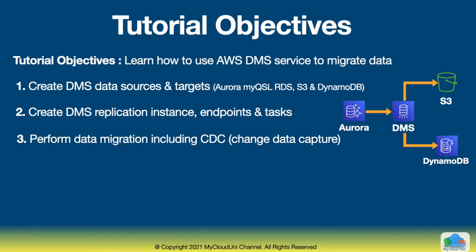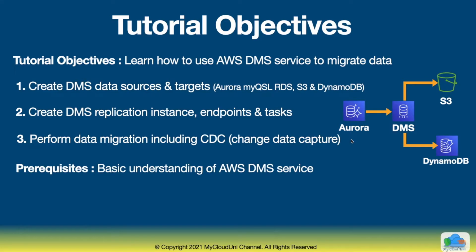And we actually perform the data migration, including the CDC or the change data capture. What we mean by this is it not only moves the data as a one-time full load, but also as changes happen to the data in the MySQL Aurora database, those changes would be cascaded to these two targets, S3 and DynamoDB as well, that we are going to see in action. So essentially it is a streaming of the changes from the source to the targets. We are going to see this in this demo.